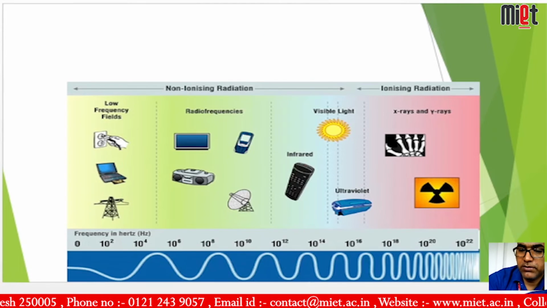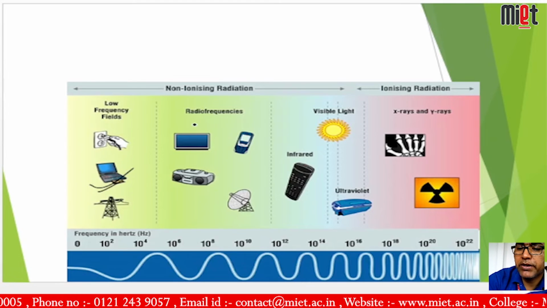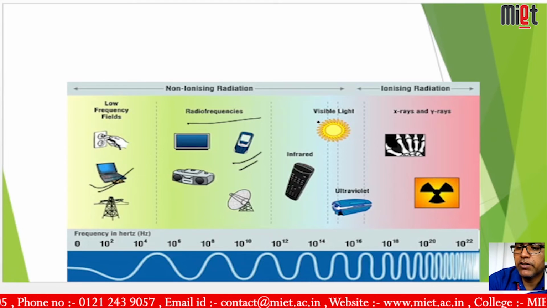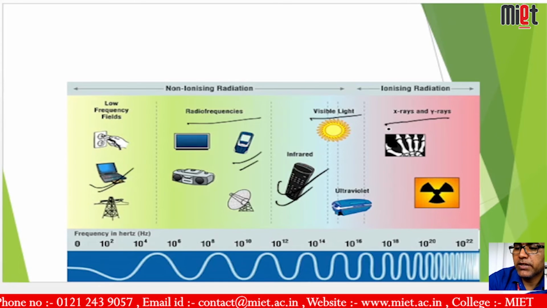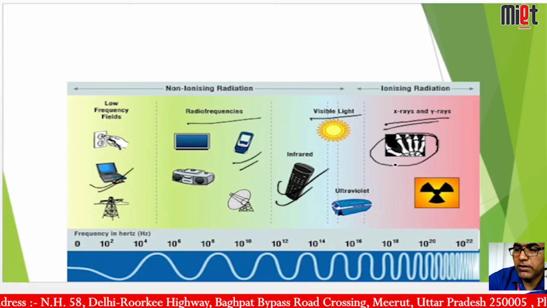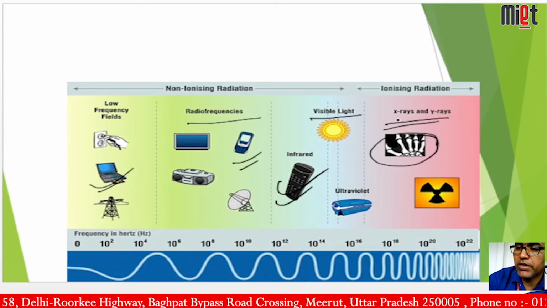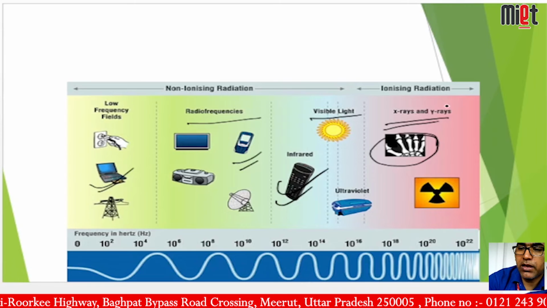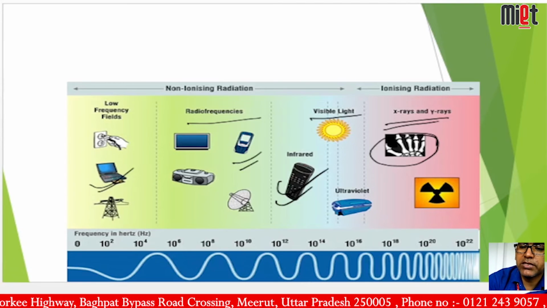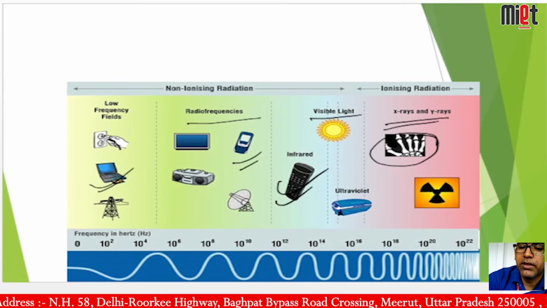These are the applications of different frequencies. At low frequency, you are using your laptop. At radio frequencies, you are using your mobile. At infrared, you are using your remote. And with X-rays, you are using X-ray films for the diagnosis of several diseases, just like tuberculosis and other diseases can be identified with the help of X-rays. So different frequencies have different applications, and all these frequencies are just electromagnetic waves.